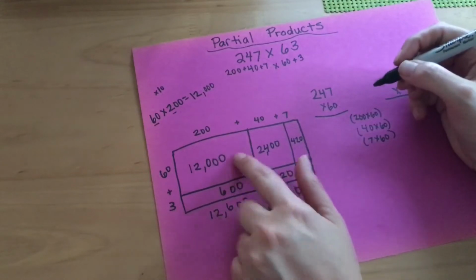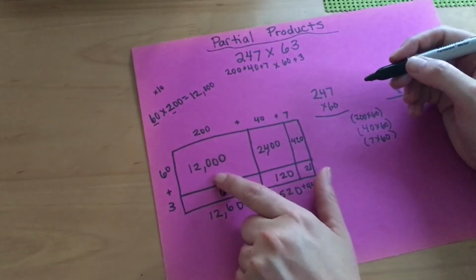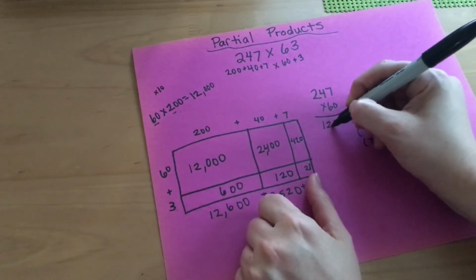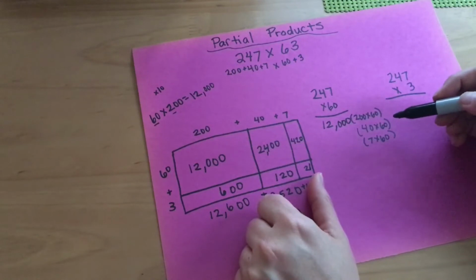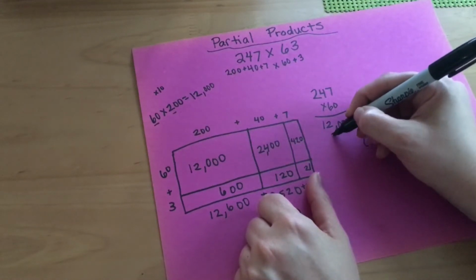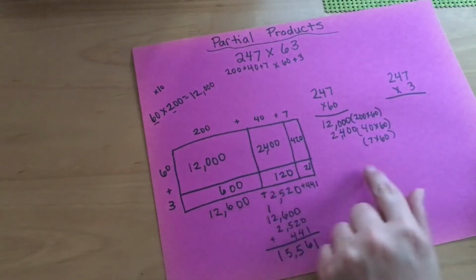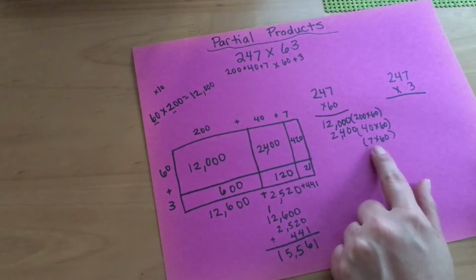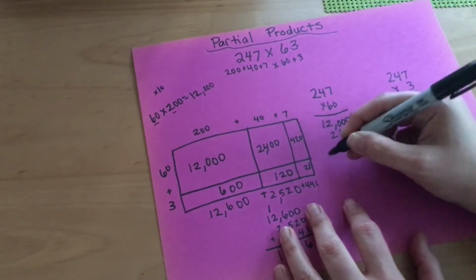200 times 60, we've actually already done each one of those over here. 200 times 60 is 12,000. 40 times 60 would be 24 and 2 zeros, so that would be 2,400. 7 times 60, that would be 42 and 1 zero, so that would be 420.